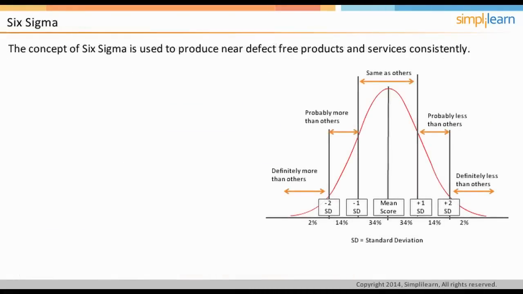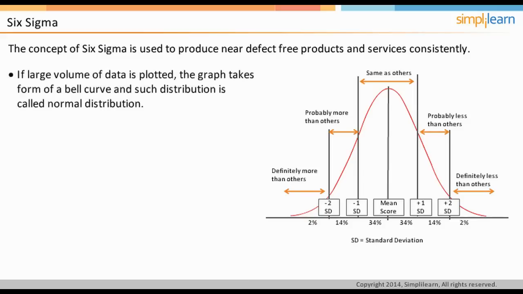Six Sigma is a highly disciplined process that focuses on developing and delivering near-perfect products and services consistently. If a large volume of data is plotted over a period of time, you would most probably have a bell-shaped graph. Such graphs are also called normal distribution graph. It's called normal distribution because any large volume of data plotted with the intent to track variations would most probably be in a bell-shaped curve.